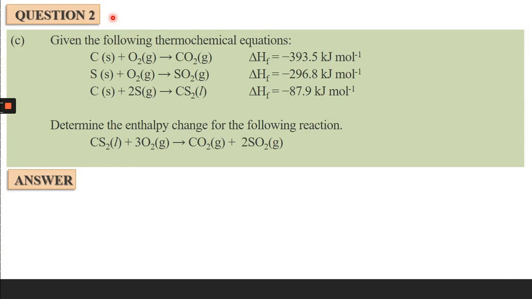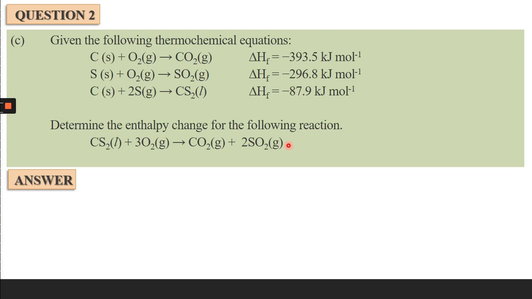Moving on to question 2C. Given the following thermochemical equations, enthalpy formation of CO2, enthalpy formation of SO2, and enthalpy formation of CS2. Determine the enthalpy change for the following reaction. These equations are given: CS2 liquid plus 3O2 gas producing CO2 gas plus 2SO2 gas.